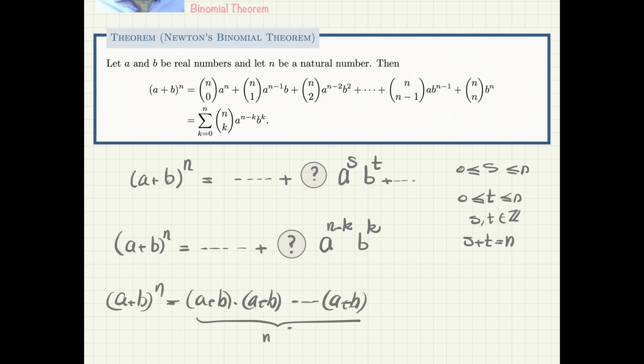In factors. But I want to have b to power k. So it means that when it comes to choosing between a and b, I have to choose b k times. I have n factors, but I have to choose b k times. In how many ways can I choose b k times? I would say n choose k. So this would be the coefficient that is missing here.